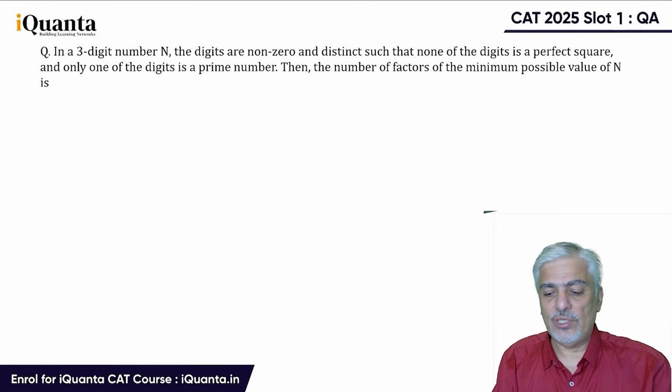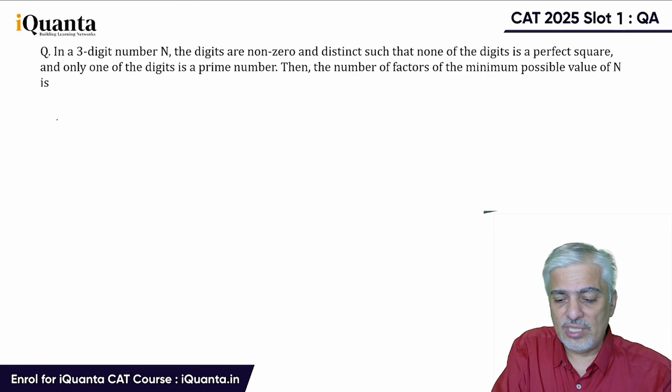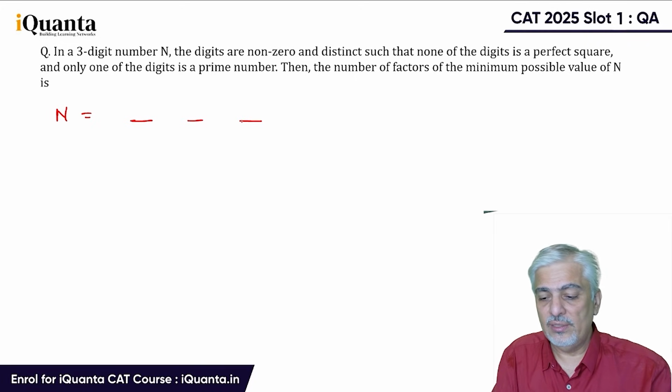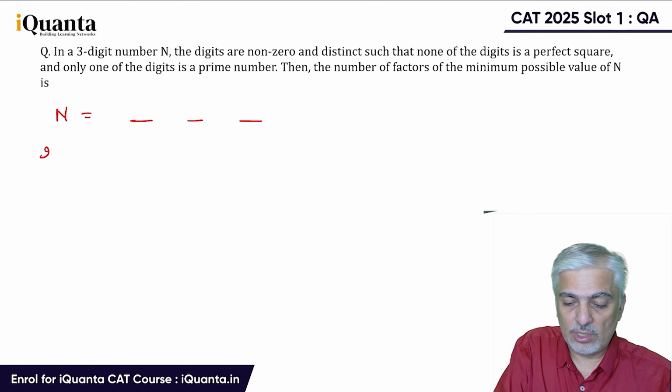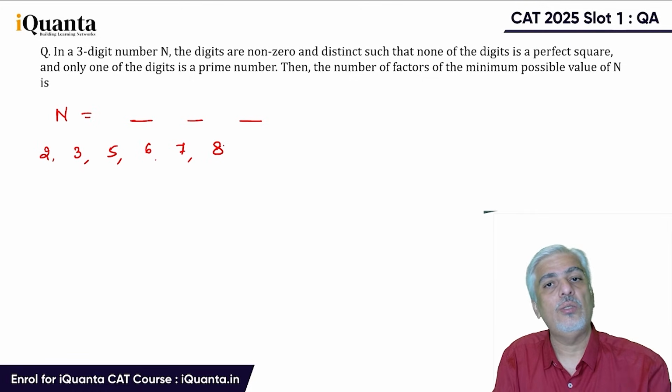Let's have a look at the next question. I thought a very straightforward question. In a 3-digit number n, the digits are all non-zero and distinct, so zero is not allowed, and such that none of the digits is a perfect square. So 1, 4 and 9 are also not allowed. So 0, 1, 4, 9 is not allowed. So what all is allowed? 2, 3, 5, 6, 7 and 8. Only that much is allowed.